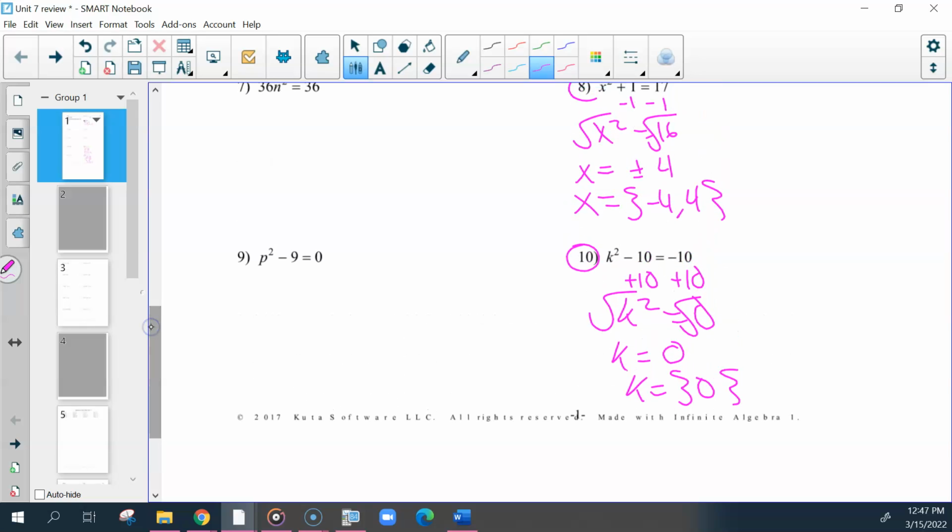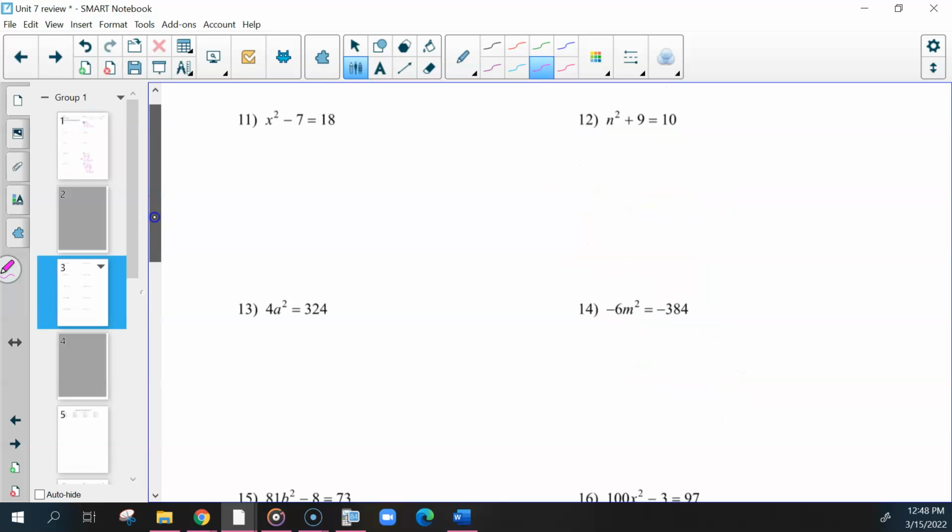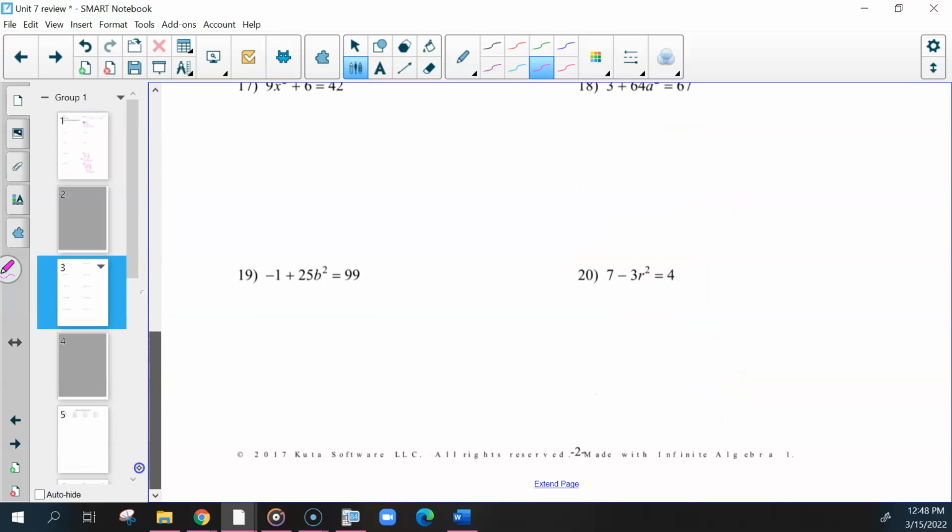So let's say you get here, you get 16, you take the square root and you jump to this, that is fine, as long as you have both answers. Any questions on the back, or can we move on to the next objective?